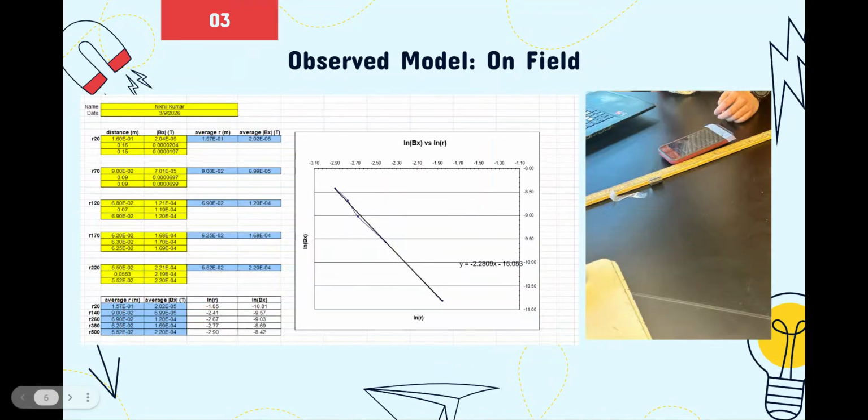So here's my on-axis data. I took 3 measurements at 5 distances, and I averaged the distances and the field values for each group and plotted ln of Bx versus ln of r. This trend line gave me the equation y equals negative 2.28x minus 15.053, where the slope is n and the y-intercept is ln of k. Where did we get the equation to graph this? Well, it was just the equation in our dependence law.